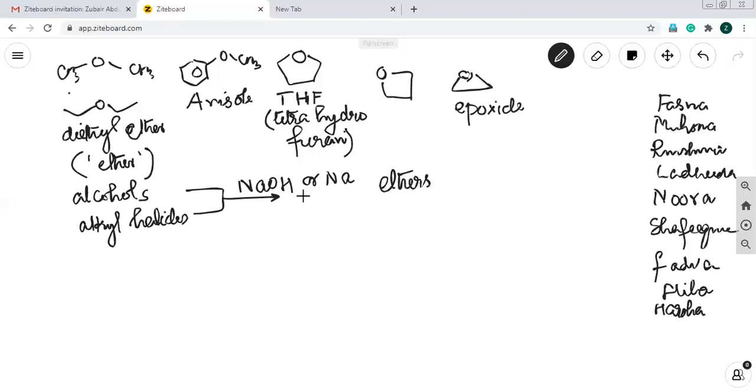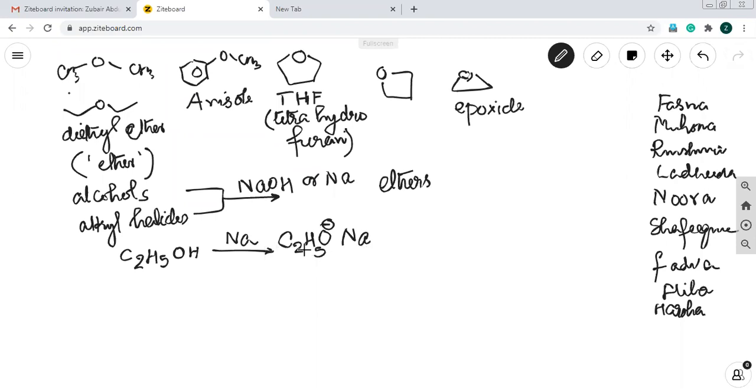Okay. Now, sodium hydroxide you can use on reactive alcohols. Sodium metal you can use on unreactive alcohols. So there is a general approach. Suppose you have C2H5OH. You cannot use sodium hydroxide. You have to use sodium. What will you get? You will get C2H5ONa. Okay, sodium ethoxide will be obtained.